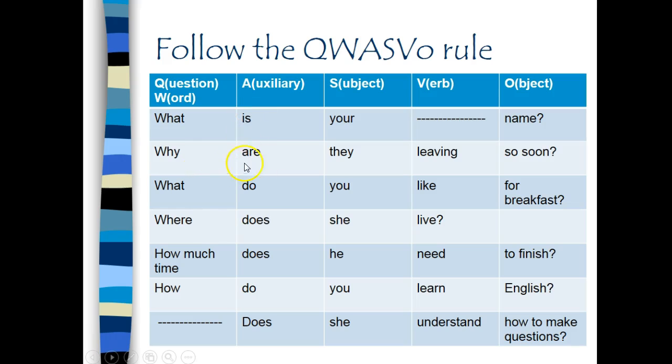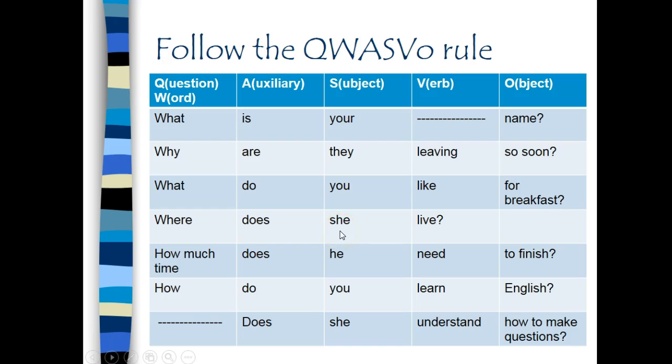In this question, I'm using the present progressive. And in the present progressive, I have the verb to be as my auxiliary, and my verb has the ing form on it. What do you like for breakfast? In this case, my auxiliary is the verb to do. And I don't have an S because with the subject you, there is no S.